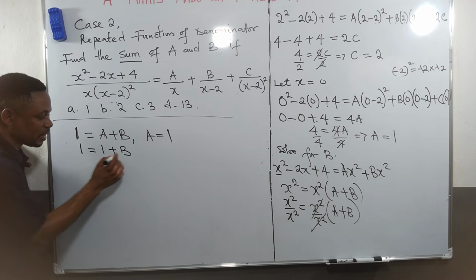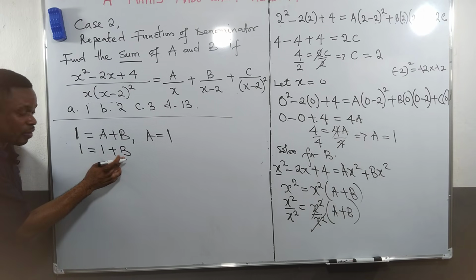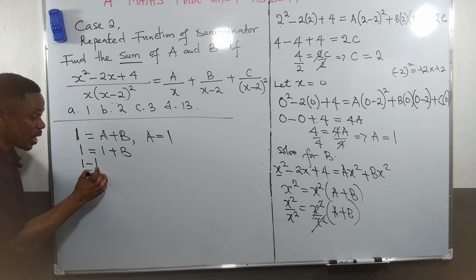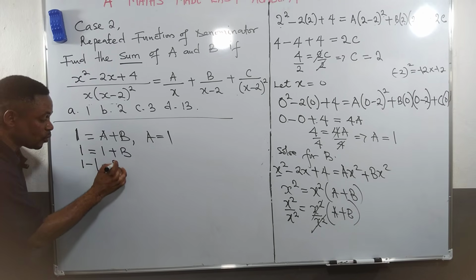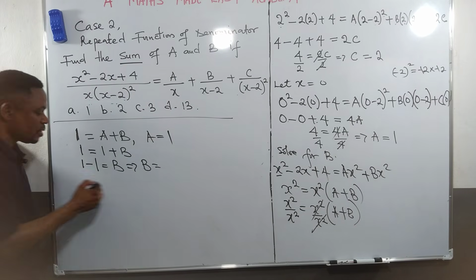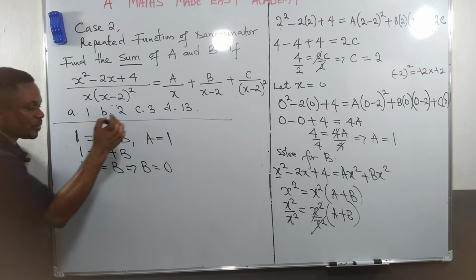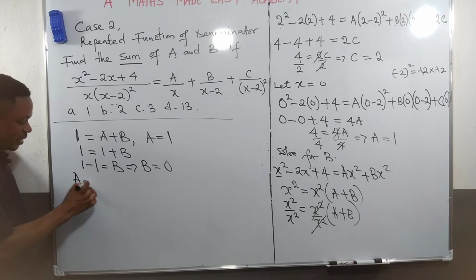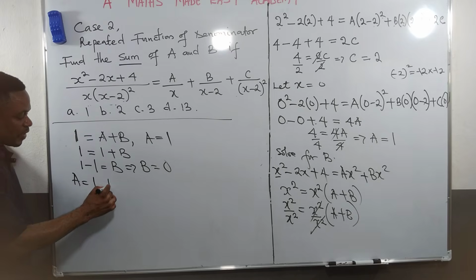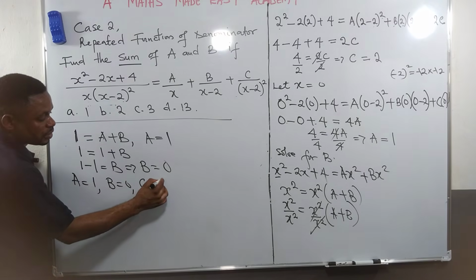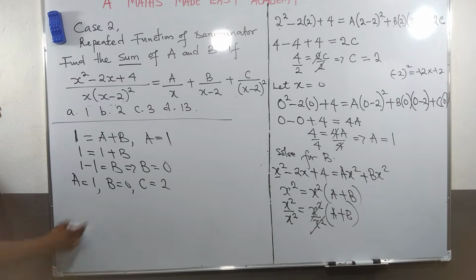Am I communicating now? Make B the subject of the formula. Carry 1 this way, it becomes 1 minus 1, which is equal to B. This implies that B should now be 1 minus 1, which is 0. So we have gotten the value of A to be 1, the value of B to be 0, and finally the value of C is 2. But that is not what they asked us.